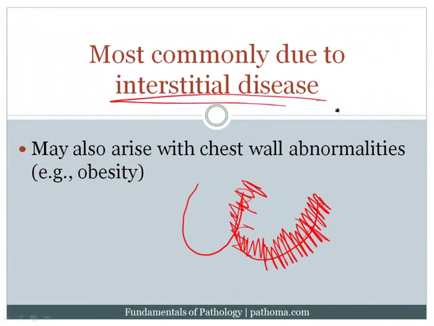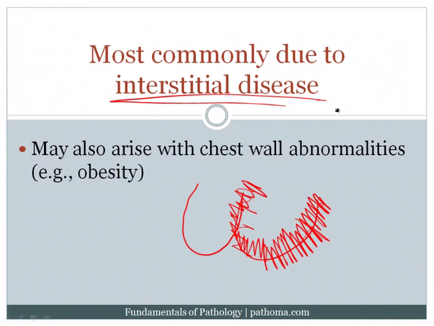Now, another way by which we can have a restricted filling of the lung is by having an abnormality of the chest wall. For example, let's say the patient's obese, right? So as the patient is trying to fill the lung, they've got to blow open that chest wall. They've got to fight the force of the chest in order to open the lung completely. And so if there is a lot of force in the chest wall, for example, due to obesity, that force in the chest wall is going to prohibit the lung from being able to open and fill as much. And so that would also result in a restrictive disease.